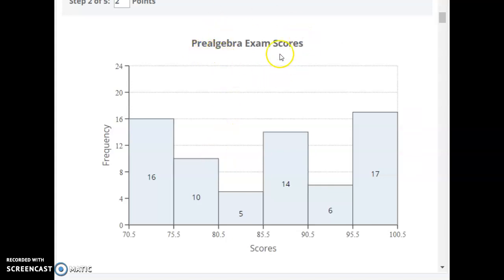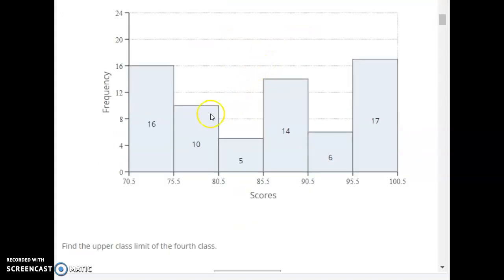So here we have some pre-algebra exam scores that have been divided into classes, and we're asked to find the upper class limit of the fourth class. So rather than say 90.5, the problem here would be that this would also be the lower limit of the fifth class, and so there'd be some ambiguity there.